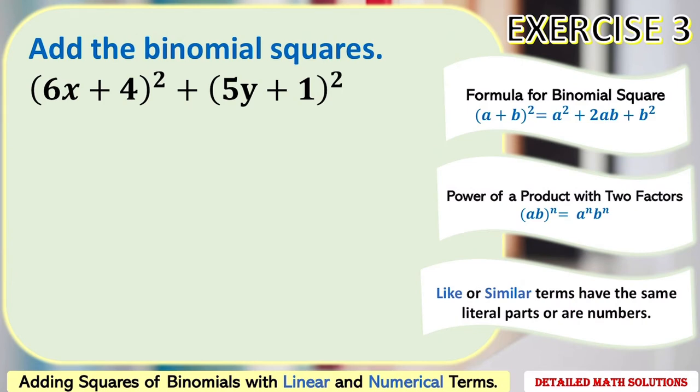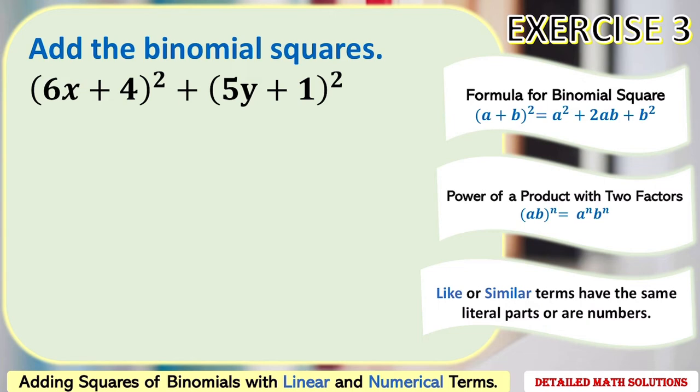First, I'm going to expand each binomial by applying the formula for binomial square: (a plus b) squared equals a squared plus 2ab plus b squared. In the first binomial, 6x plus 4, the term 6x corresponds to the a in the formula, and the number 4 corresponds to the b. In the second binomial, 5y plus 1, the term 5y corresponds to the a, and the number 1 corresponds to the b.